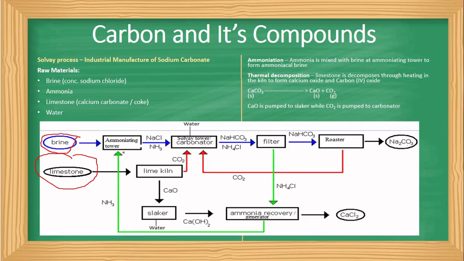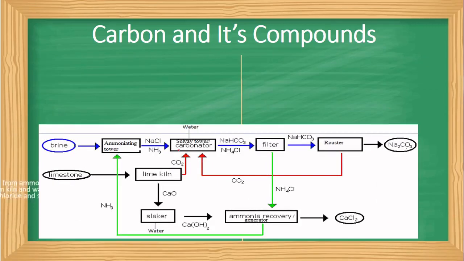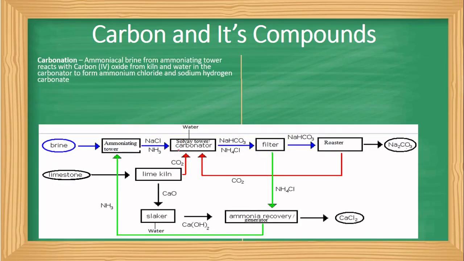Now let us go to the carbonator. Here we have the ammoniacal brine, and we have carbon dioxide coming to the carbonator. In the carbonator, there is a process called carbonation. What happens here is that the ammoniacal brine from the ammoniating tower reacts with carbon dioxide from the kiln, and water that comes in at this stage, to form ammonium chloride and sodium hydrogen carbonate.